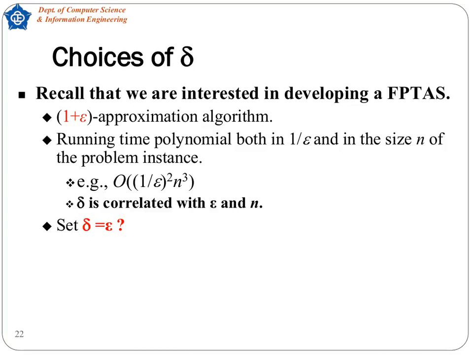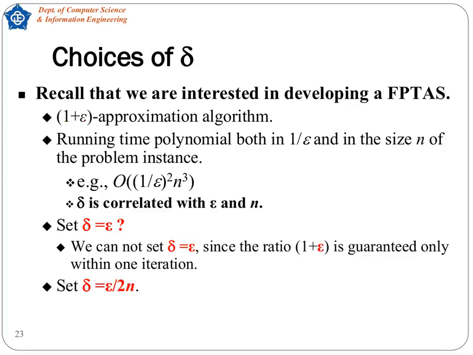Building on our discussion of delta's impact on trimming, let's now turn to how we choose delta in our fully polynomial time approximation scheme. Remember, an FPTAS guarantees a 1 plus epsilon approximation while running in time polynomial in both 1/epsilon and the input size n, for example, O(1/epsilon squared times n cubed). Since delta directly affects both accuracy and running time, it has to be tied to epsilon and n. So here's the natural question. Can we simply set delta equals epsilon and still meet our efficiency and precision goals?